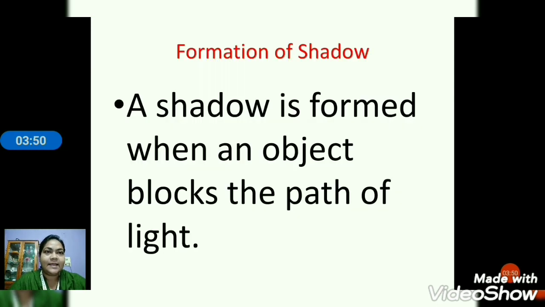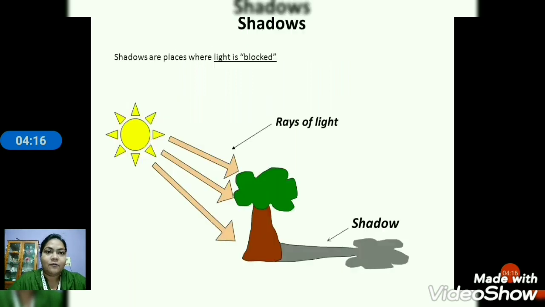Now let's move to the next. Formation of shadow. A shadow is formed when an object blocks the path of light. In the previous slide you have seen the picture of the boy and the bird. You have seen the shadow. So what it says is, a shadow is formed when an object blocks the path of the light. When light cannot pass through it, then a shadow is formed.